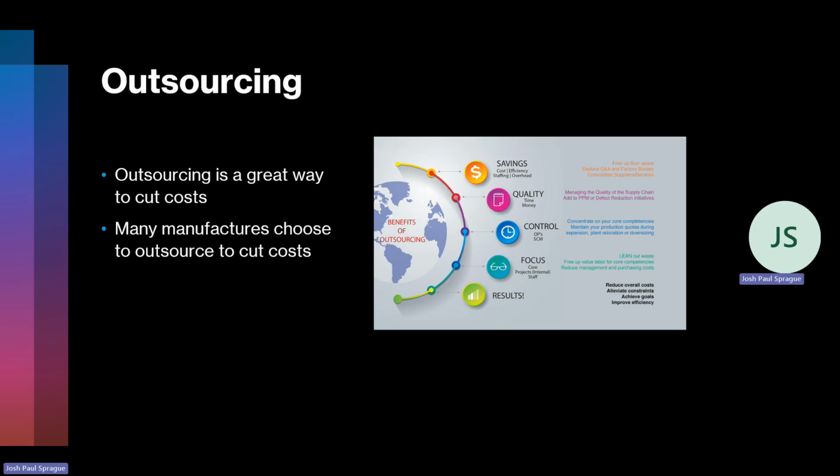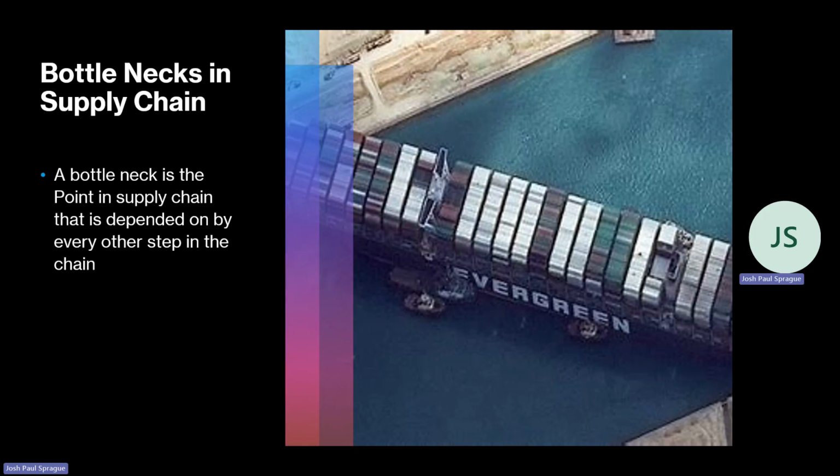The one thing that does suck about outsourcing, though, that you run into a lot, is it creates bottlenecks. A bottleneck is the point in a supply chain that every other step depends on. A crazy example of this was a couple years ago. As you can see in this picture with Evergreen, they were going through the Suez Canal and were trying to park so they could unload. They messed up and turned sideways in the canal and couldn't get out. They were stuck in there for over a week.